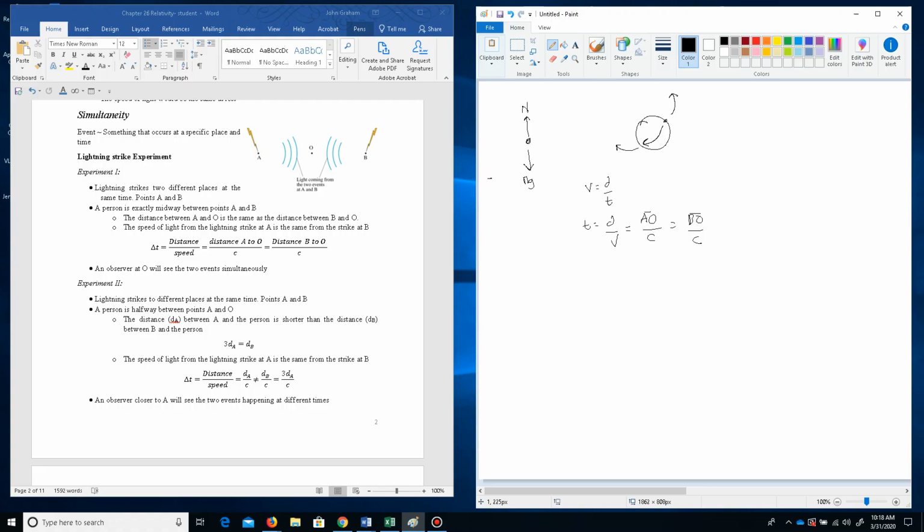In experiment 2, the lightning strikes two different places at the same time, points A and B, but a person is halfway between A and O. So in other words, this person is over here now, okay? And we could have made it over here, it doesn't matter really. But basically, it's this person anywhere else but at O. I'm going to draw it here. Say the person's between A and O.